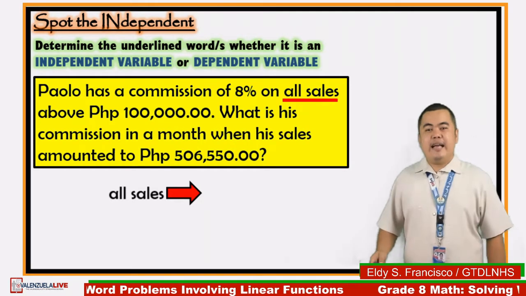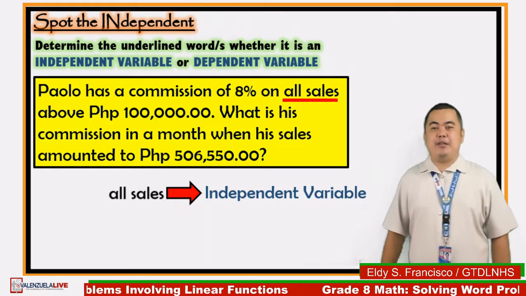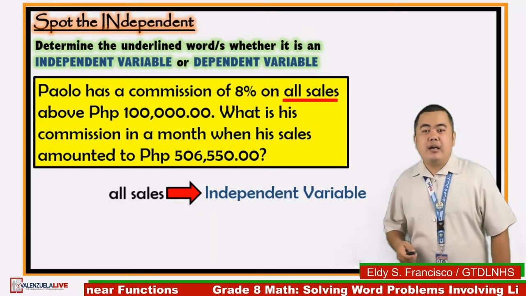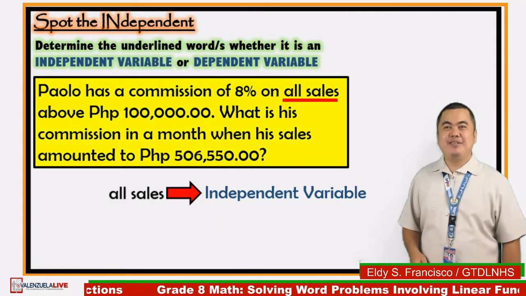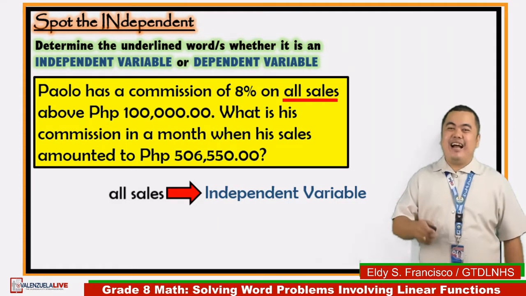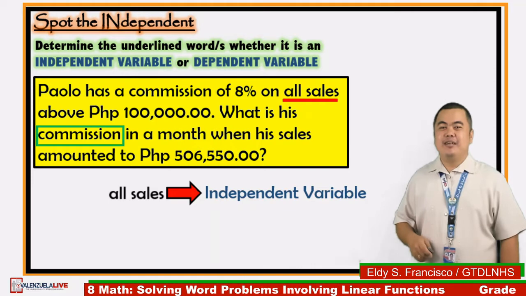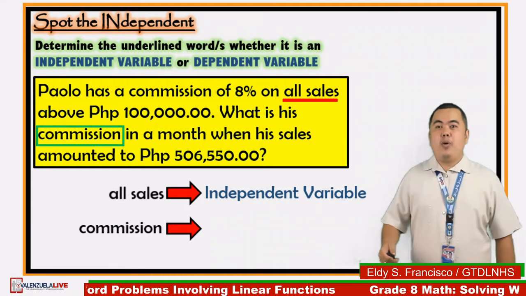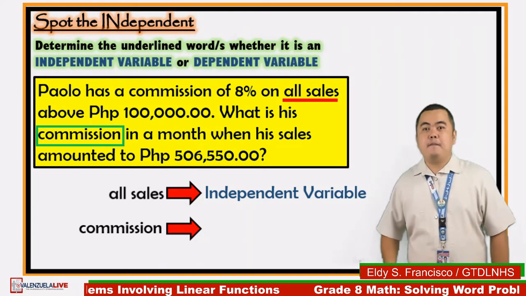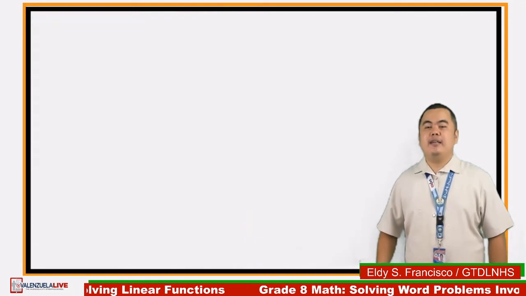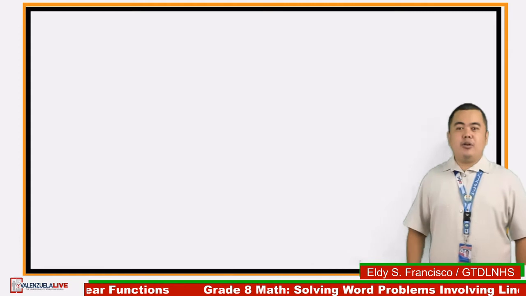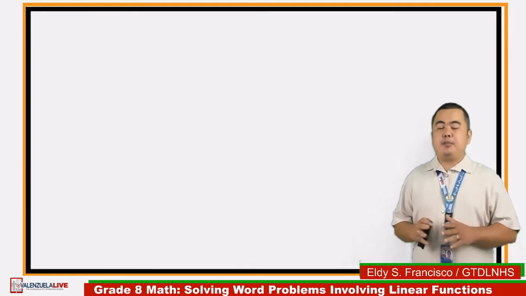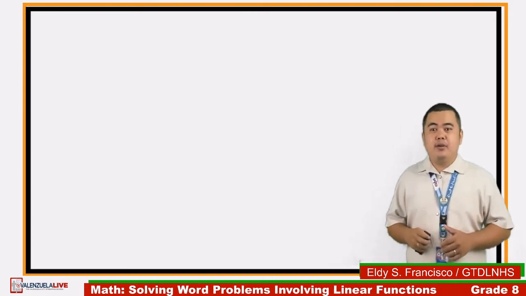Very good. The answer is independent variable. And what do you think is the dependent variable? Alright, that is the commission, which is dependent on all sales above 100,000 pesos. Okay?